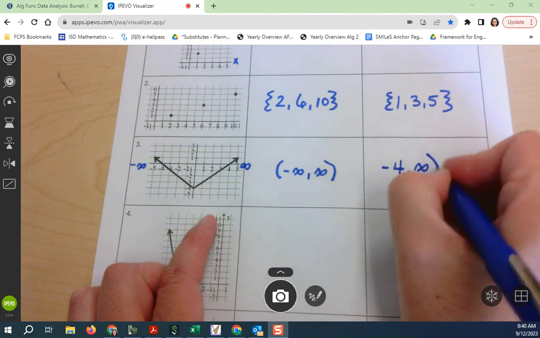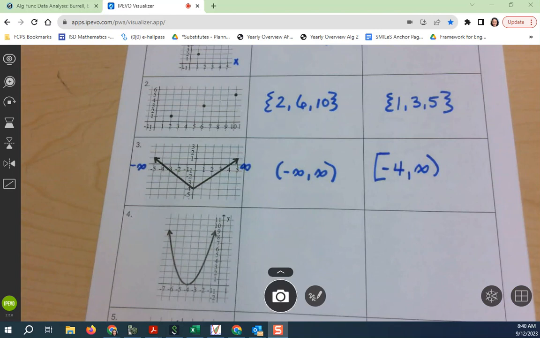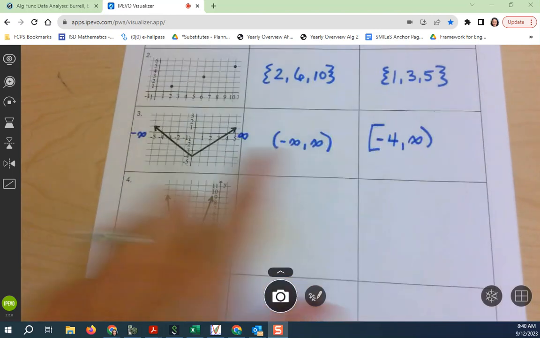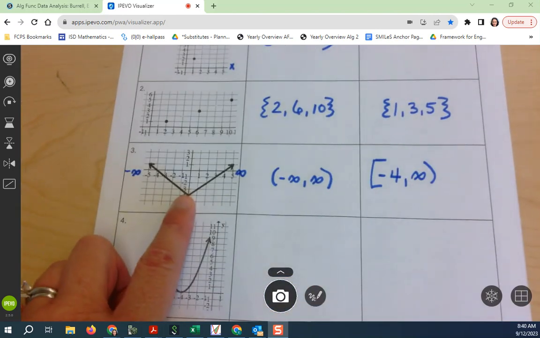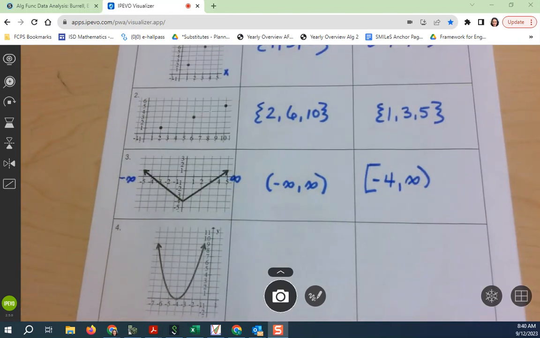Does anybody know why we put a square bracket on that negative 4? It looks cool. It does look cool. Absolutely. What else? It explains better. It does explain something better. What it explains better is the fact that we're including that point negative 4. Okay? We can't include infinity because we can never get there. We can head towards infinity, but we're never going to get there.